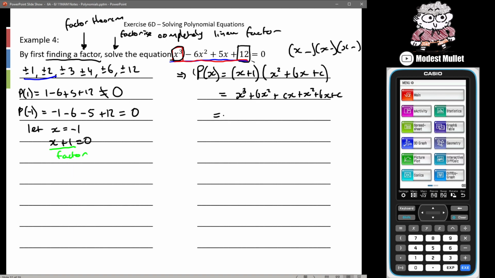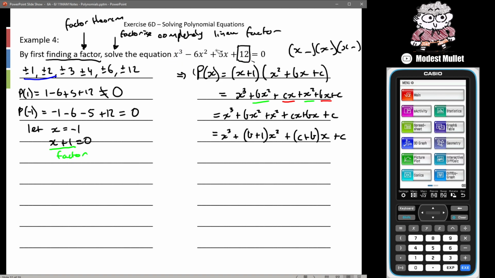I'm going to group like terms, so I get x cubed plus bx squared plus x squared. So I've grouped that and that. I'm going to group the cx and the bx, so I get plus cx plus bx and then plus c on the end. Let's start to do a mini factorization inside that: b plus 1 x squared plus c plus b x plus c. Now we can equate coefficients.